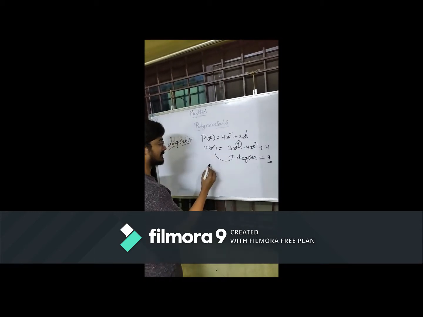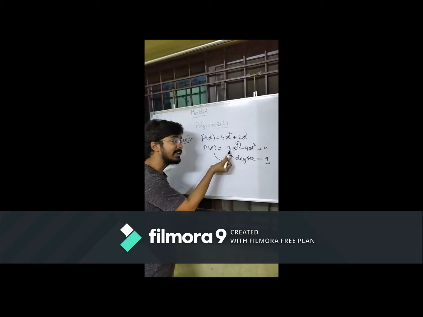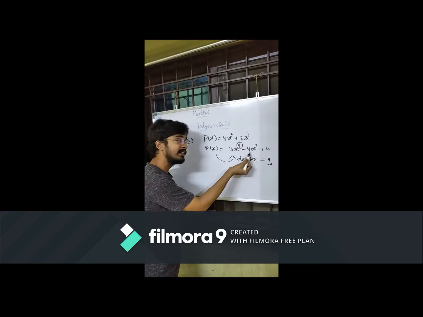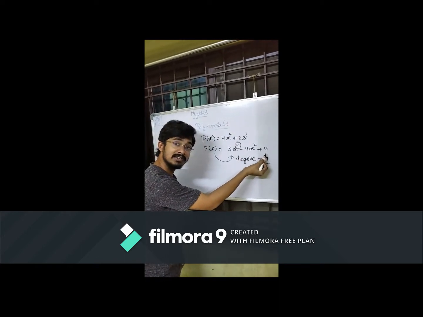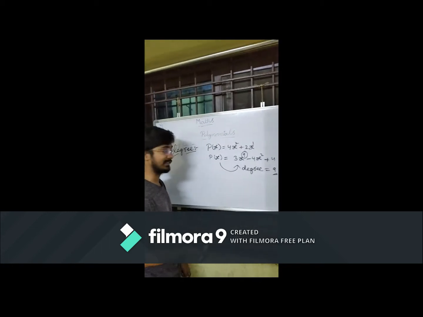Okay. Next one. Coefficient of x power 9, the first term, is 3, the coefficient of x square is minus 4, and the constant term is plus 4, in this polynomial p of x.